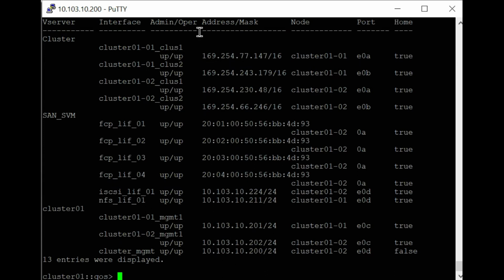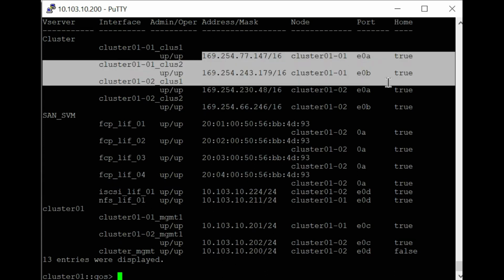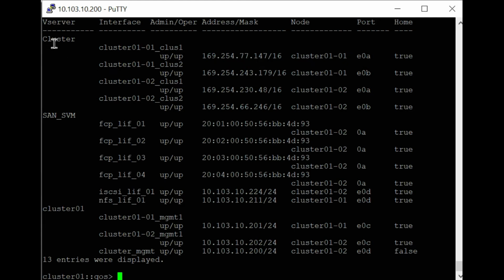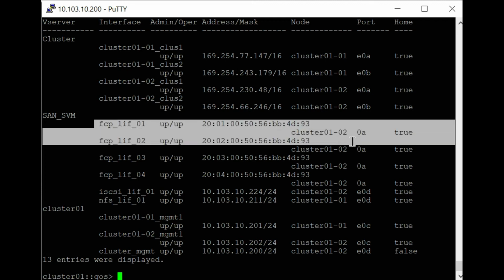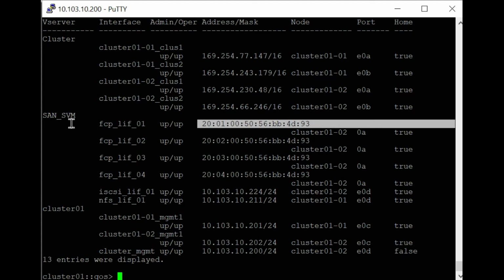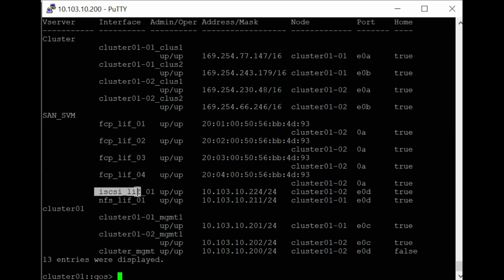Okay, great. So these interfaces are used by the cluster for the heartbeating and the data replication across cluster nodes. Here these are Fibre Channel interfaces, and these are the WWPNs of the interfaces. This is also an iSCSI interface. This is an NFS interface, so NFS clients will be using this IP address to reach NFS shares on the storage.